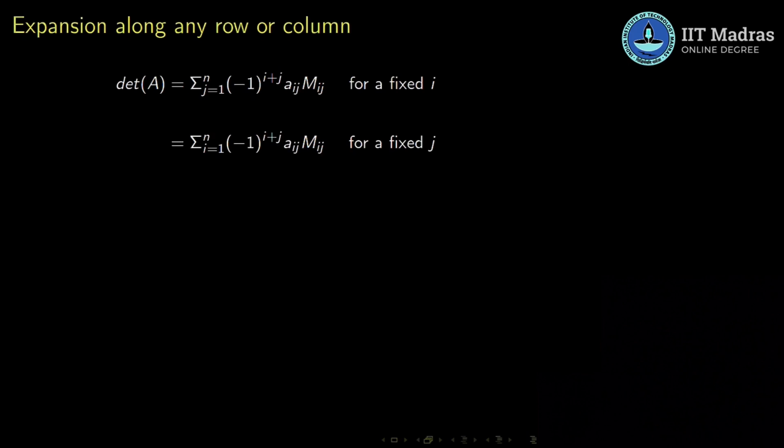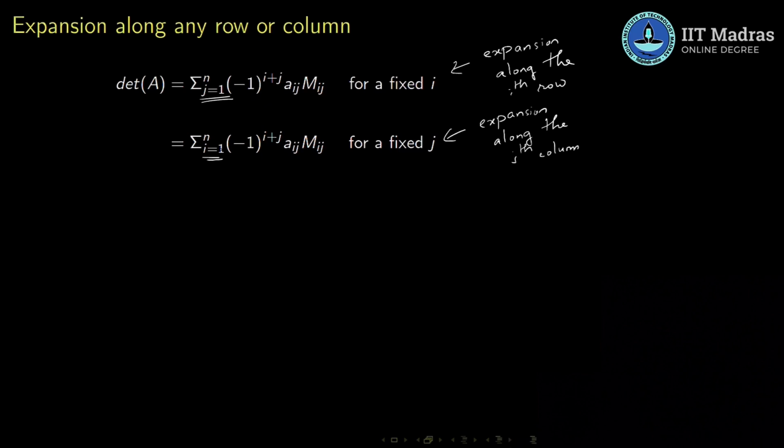And the fact is you can even use a column to do the same thing. So, you can expand along any column. Here notice that the j was what was varying and the i was fixed. So, this is expansion along the ith row, and this is expansion along the jth column. Now the j is fixed and the i is varying.